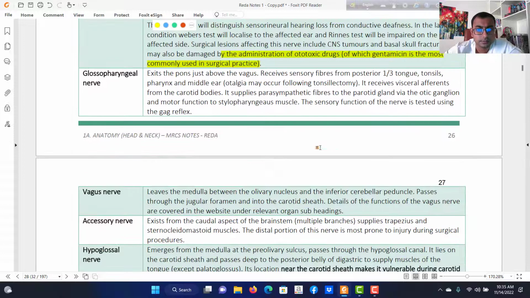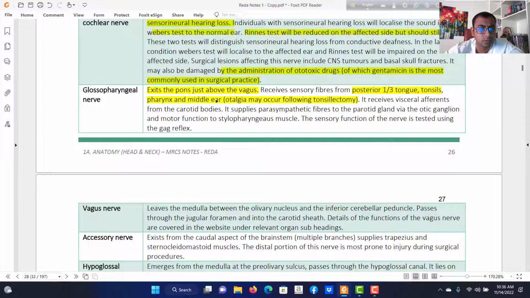Otoscopy is normal. The glossopharyngeal nerve exits the pons above the vagus and receives sensory fibers from the posterior one third of the tongue, tonsil, pharynx and middle ear. Otalgia may also occur following a tonsillectomy operation. It supplies the most posterior part of the posterior one third of the tongue, both general sensation and special sense. It also supplies the parotid gland via the otic ganglion, and the motor supply is to the stylopharyngeus muscle. The sensory part is the gag reflex.